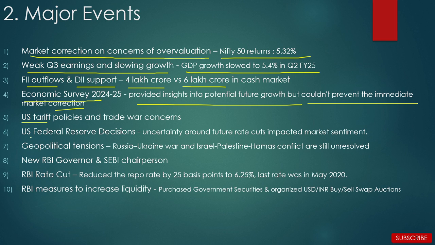And the next major event was the US Federal Reserve decision. So the US Federal Reserve decided to be cautious in the future rate cuts, which impacted the market sentiment. The next major event was the geopolitical tensions. So the Russia-Ukraine war entered into, I think, the second or third year in the last financial year. And there was a major conflict between Israel, Palestine, and Hamas as well. Both of these are still unresolved, and hence there is a geopolitical tension in all the markets, all the major economies of the world.